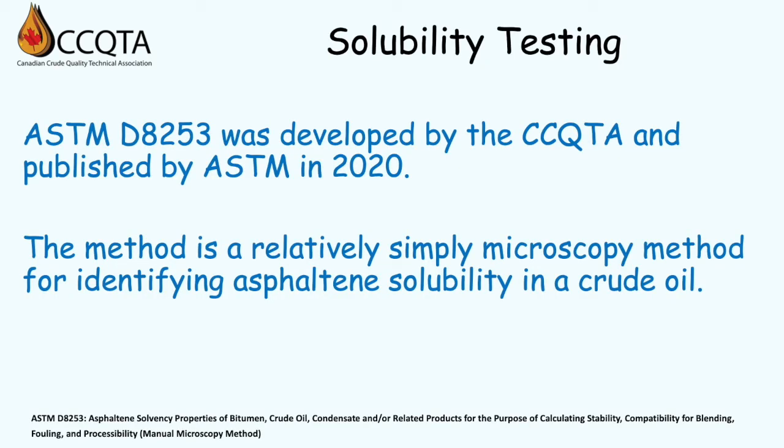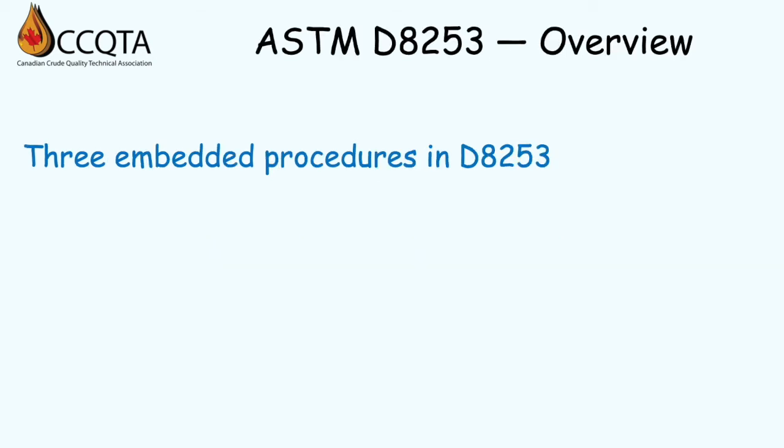ASTM D8253 was developed by CCQTA and published by ASTM in 2020. This is a relatively simple microscopy method used for identifying asphaltene solubility in a crude oil. However, the solubility parameters determined using this method are quite powerful when used for calculating blend compatibilities. We'll get into that in a little more detail later.